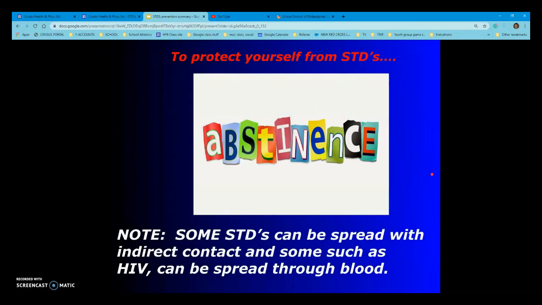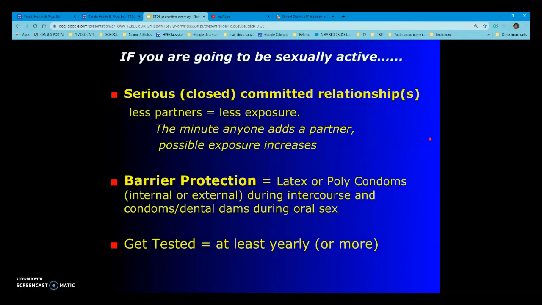Well, the number 1 way to protect yourself against a sexually transmitted infection is to not have sex. So abstinence is the number 1 prevention method. If you're going to be sexually active, you need to take care of these things. First, you need to have a serious, close, committed relationship. Fewer partners means less exposure.